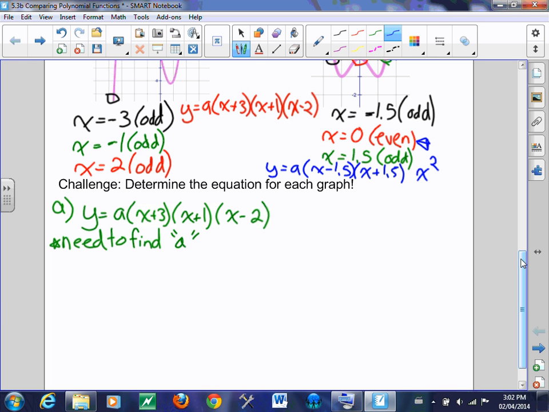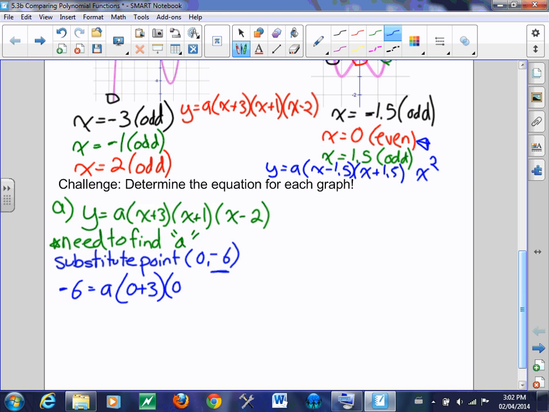So if we need to find a, we're going to substitute in a point. So substitute in a point, and let's just say, let's go the y-intercept. So we'll substitute point 0, negative 6 in. Okay, so whenever I see a y, I'm putting negative 6, so it's going to be negative 6 equals a bracket 0 plus 3 times 0 plus 1, because 0 is my x, 0 minus 2. So we're left with negative 6 equals a times 3 times 1 times negative 2.